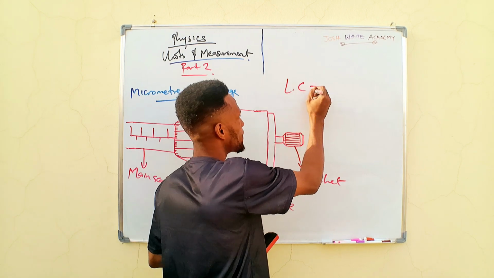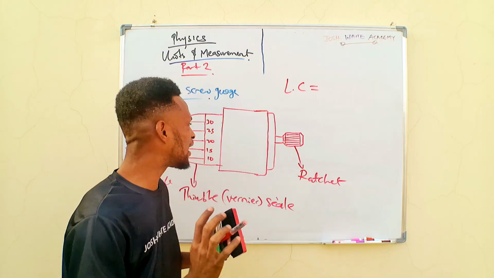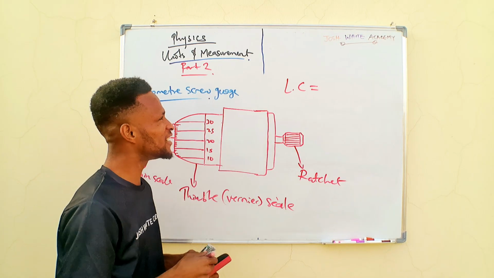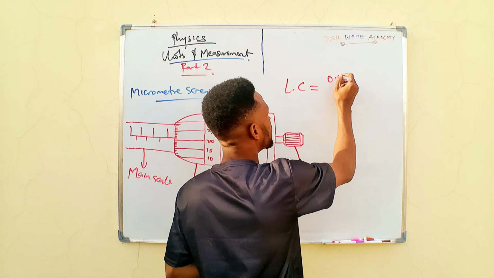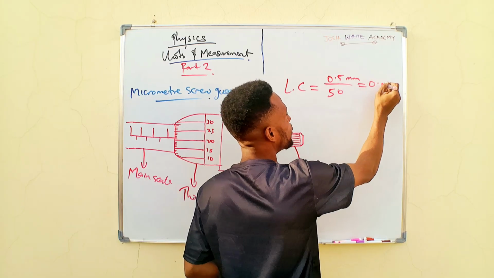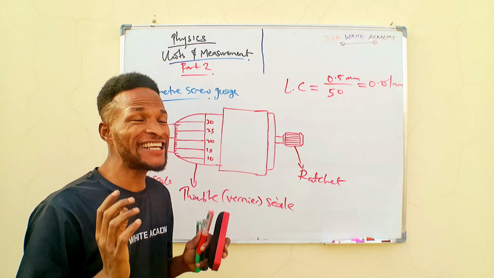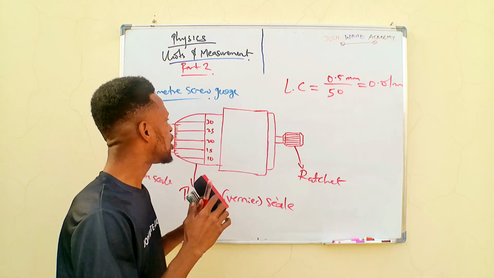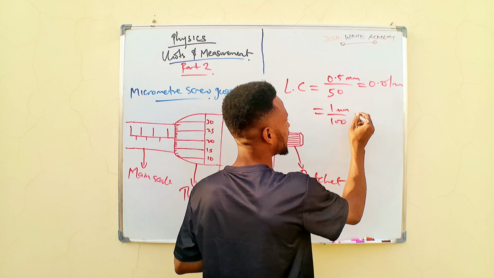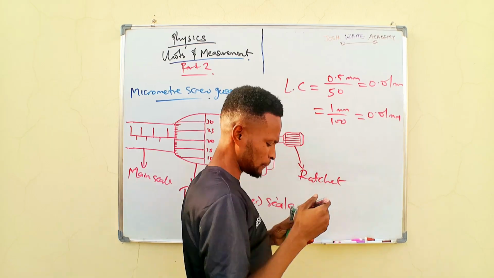You see, the least count is gotten by dividing the pitch by the number of divisions. If we are using a 50 division micrometer screw gauge, that means our pitch is 0.5 millimeter divided by 50. This will give us 0.01 millimeter. And if the micrometer screw gauge we are using has 100 divisions, it means that our pitch is 1 millimeter divided by 100, which will still give us the same least count of 0.01 millimeter.